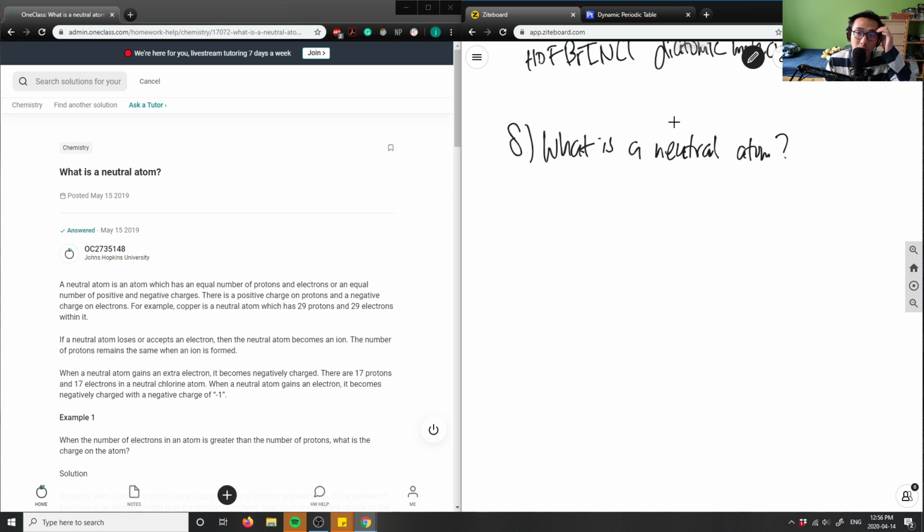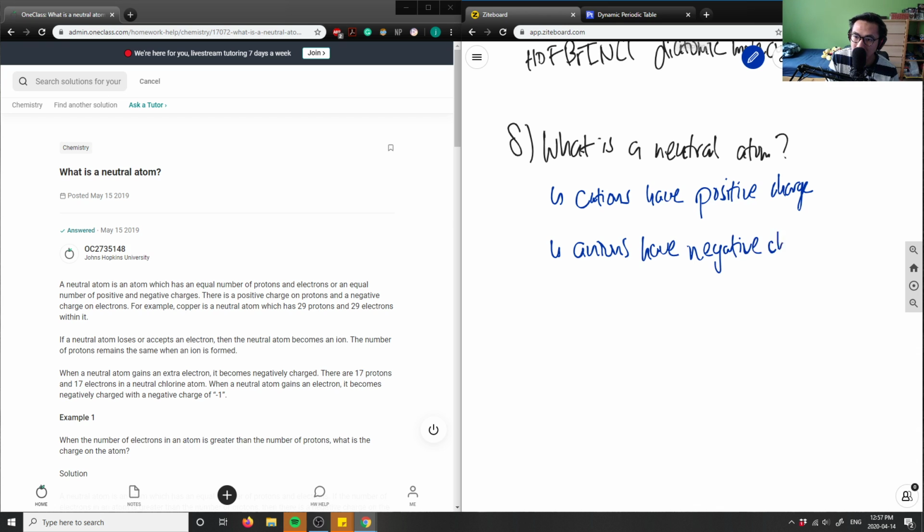So when we talk about a neutral atom, we're talking about this idea of ions and cations, right? Ions are not neutral. Ions have a charge, right? We know that cations are positive, so cations have a positive charge, whereas anions have a negative charge, right? So a neutral atom means that it has no charge, right? Neutral means no charge.